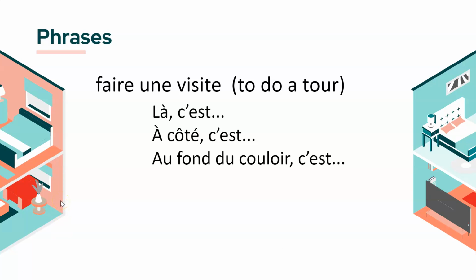Another phrase that you'll need to know about is faire une visite, which means to do a tour. And when somebody is doing a tour of a house, you may want to know these expressions. Là, c'est, which means there or this is. À côté, c'est, which means to the side, this is. And then au fond du couloir, which means at the end of the hallway. And then c'est means this is.